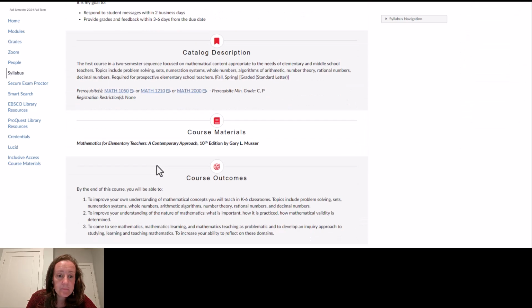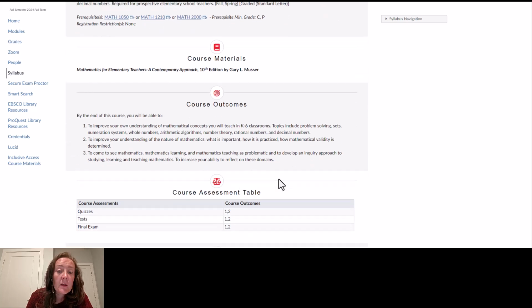Course materials. The book that you'll need to purchase is Mathematics for Elementary Teachers, the 10th edition by Musser. If you haven't got this book yet, I will be providing the first chapter that we'll be working from via email. I'll send you guys the link to that so that you can still do your homework even if you don't have the textbook yet.